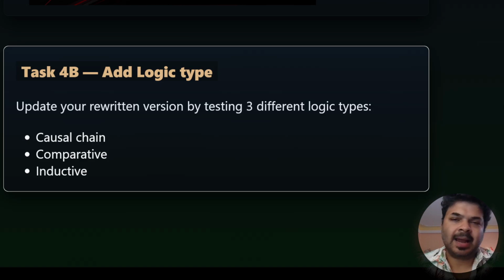Task 4b, add logic type. Update your rewritten version by testing 3 different logic types. So you can use the causal chain for this prompt, comparative logic, and inductive logic.